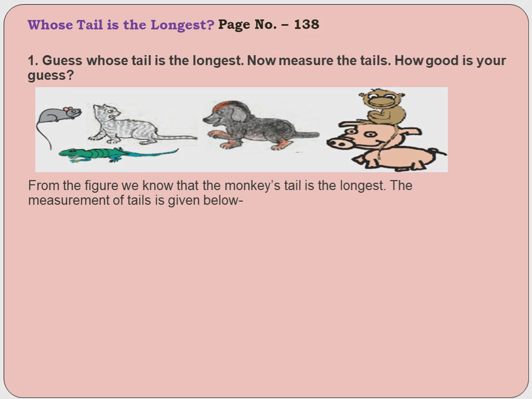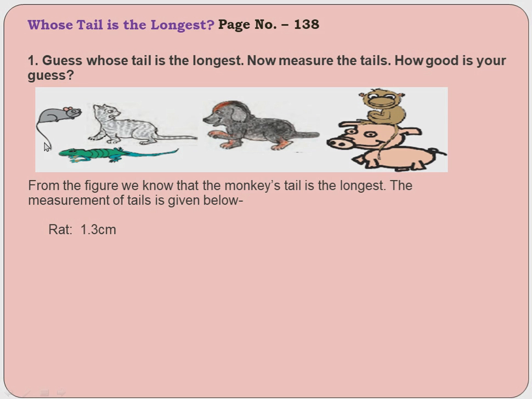Okay, now from the figure we know that the monkey's tail is the longest. Just by seeing, which one do we feel is longest? This is longest, yes or no? Others look a little bit small. First this is longest, then this is longest, and then this, like this we can imagine by guessing. So by guess, what can we say? Monkey's tail is longest. Now the measurements of the tails are as follows.